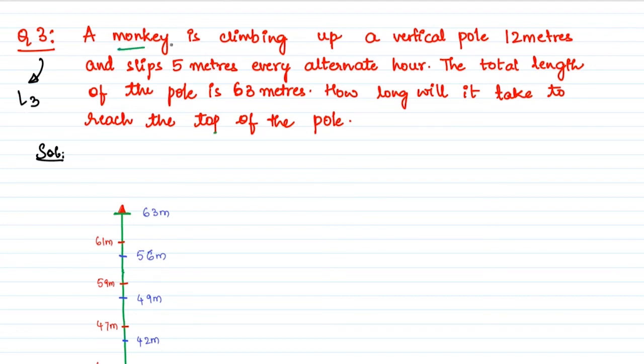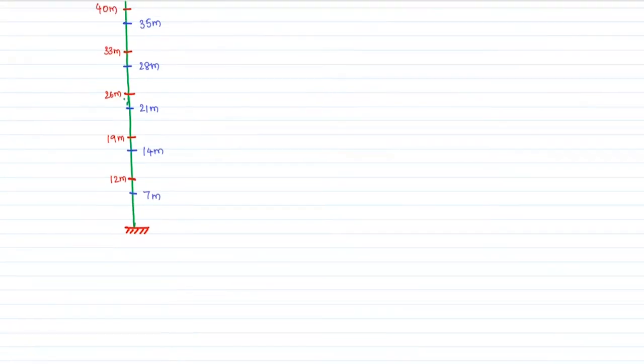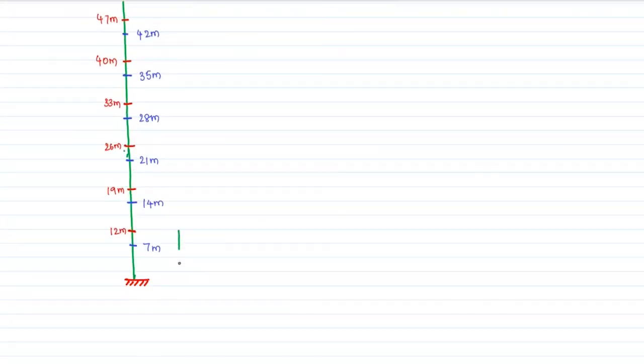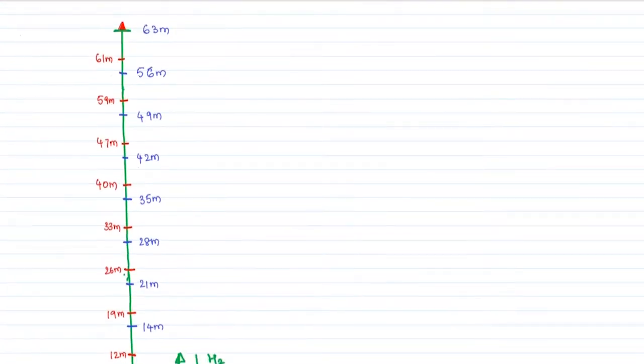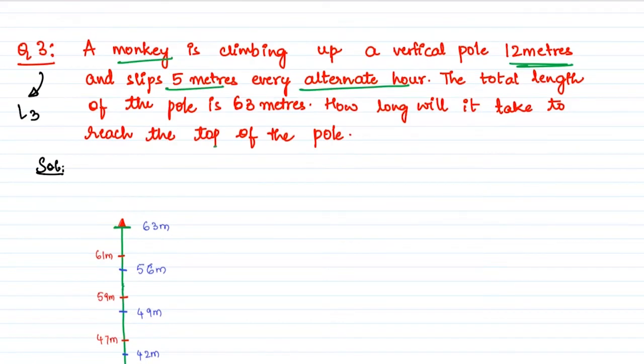So in the question, a monkey is climbing up a vertical pole 12 meters and slips 5 meters every alternate hour. So what this monkey is doing is, this monkey climbs 12 meters in the first hour and it slips 5 meters in the second hour. So effectively in 2 hours, it is climbing 7 meters. That is 12 minus 5, right? So effectively for every 2 hours, it's climbing 7 meters.